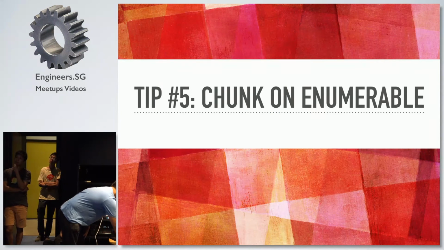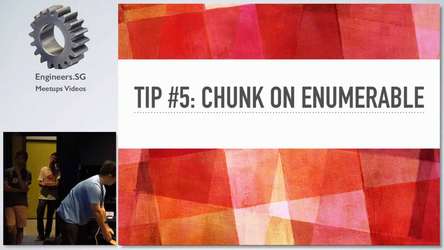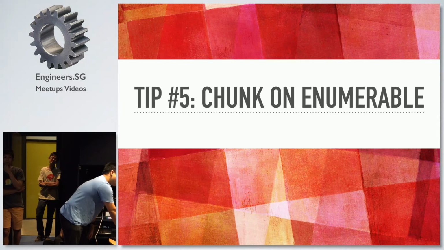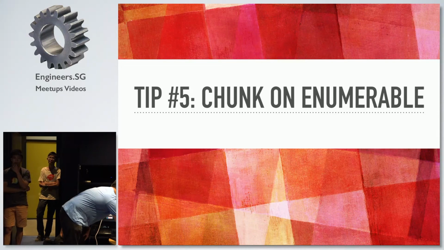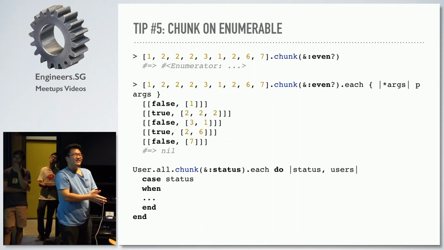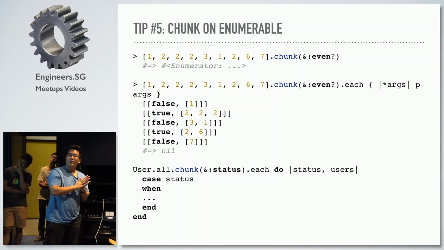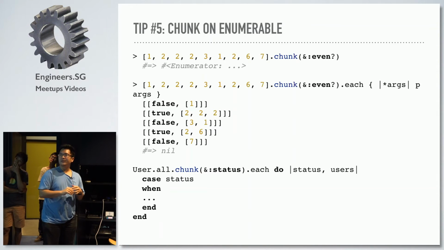Okay, tip number 5. So that's chunk. This is another enumerable method, and this is the last one. This is another one that you won't encounter very often because it's a specific type of use case. Let's say you have an array or enumerator of a bunch of stuff, and you want to group them according to some criteria. The example I've given is an array of numbers, and I want to group them according to whether they're even or not.